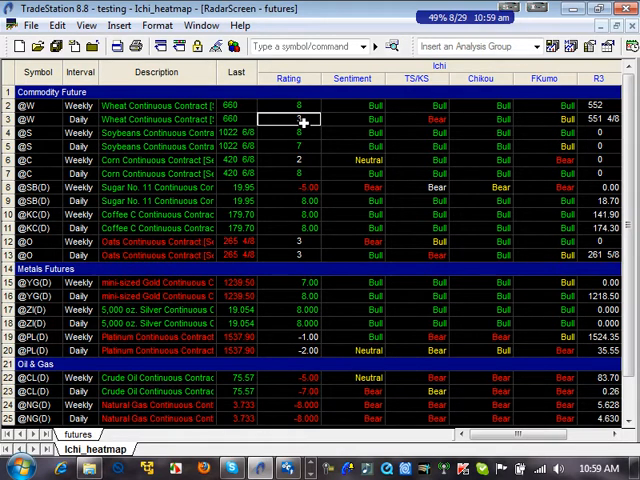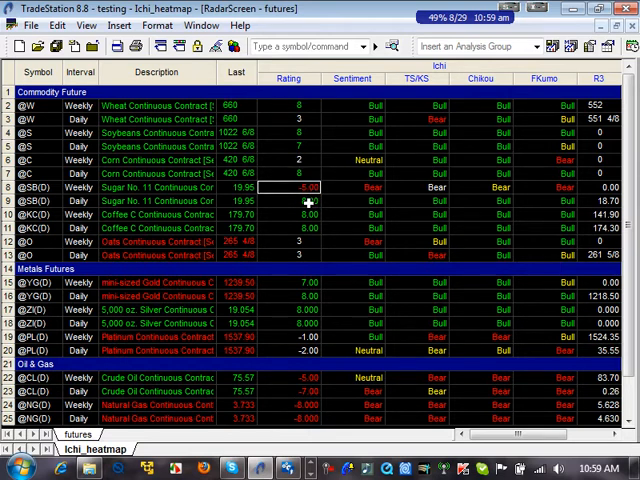Also, you're looking for scenarios where the daily is getting stronger. Like here, this is 3, and it needs to get to 5. So this is getting stronger, and it's going to start moving to support the weekly time frame. So definitely look at wheat. You could see that soybeans are bullish, that's good. Wheat has gotten weak on the weekly time frame, but the daily is still very strong.